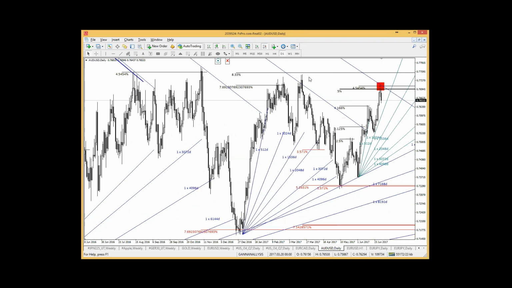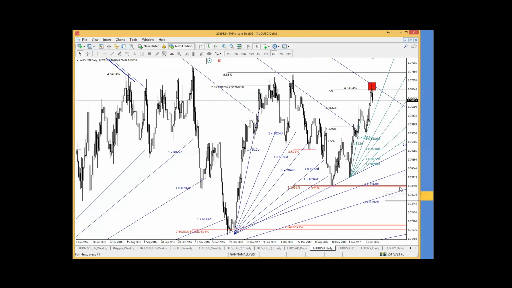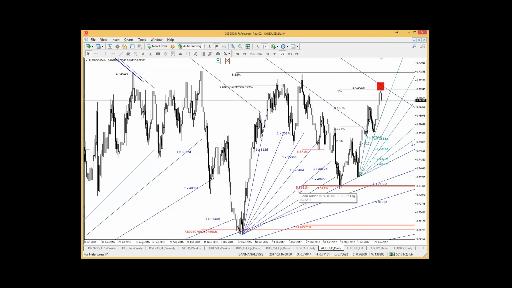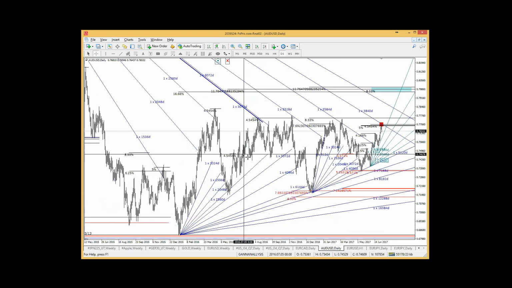Levels that we're still interested in are the double bottom here, which is made at 3.571 and 5.2631, and the downside here of 7.14 to 8.571 from this high. Any question for AUDUSD before we move forward?